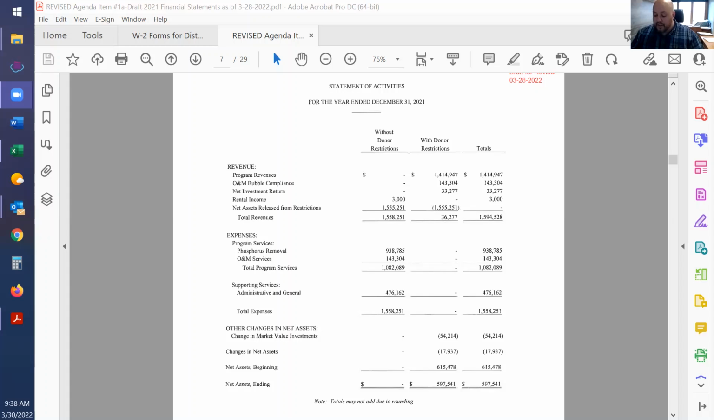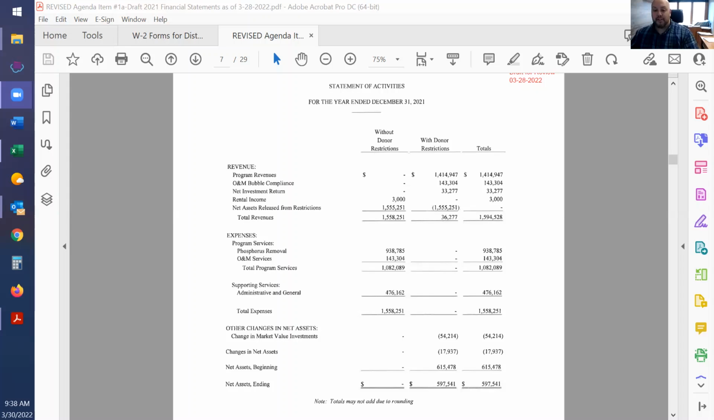From there, we do a reconciliation to take us from our beginning net assets, where we reflect the changes in net assets for the year. So the profit and loss from the year is reflected there. And then also the change in the market value of the investments. This is the unrealized portion of it. So whatever the market value of your investments has increased or decreased during the year, that's reflected down below as a non-operating expense or income.